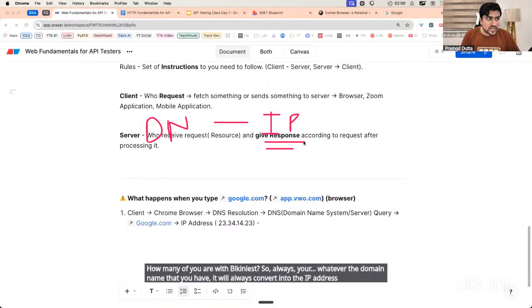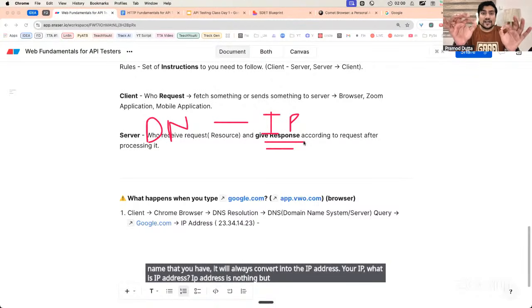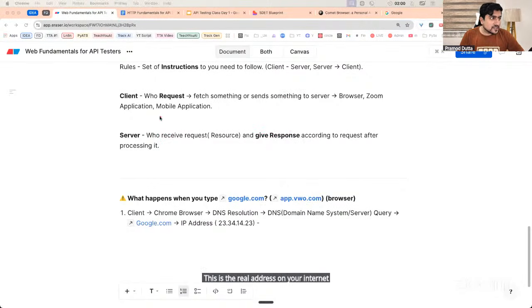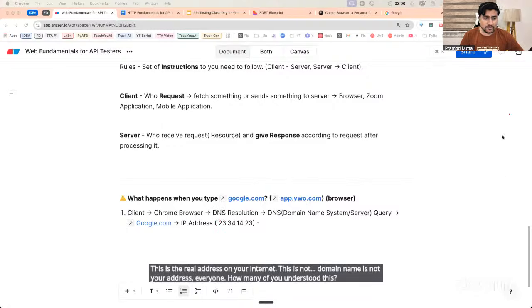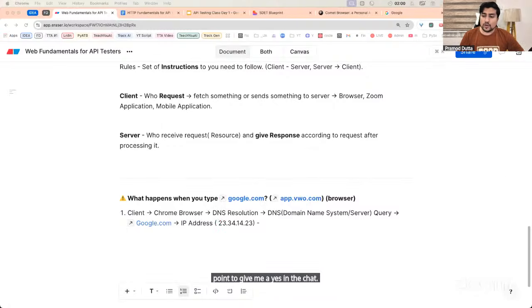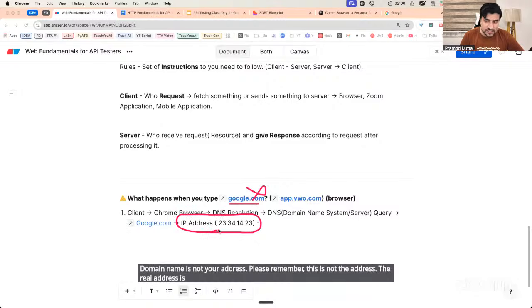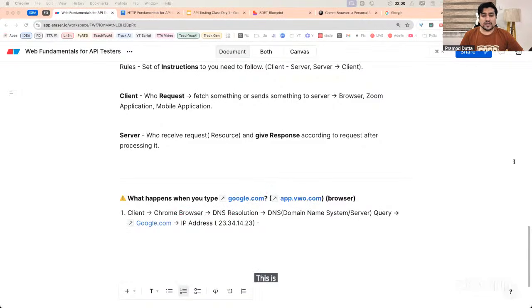What is an IP address? An IP address is nothing but your exact address on the internet. Is everyone clear with this point? This is the real address on the internet. This is not, the domain name is not your address, everyone. How many of you understood this point? Give me yes in the chat. The domain name is not your address. Please remember, this is not the address. The real address is basically this part. This is the real part that we have.